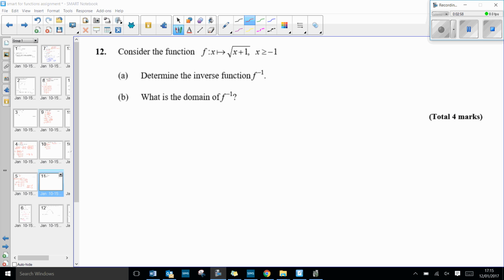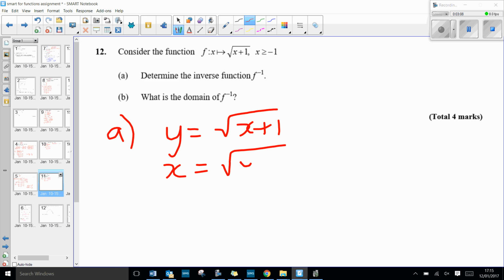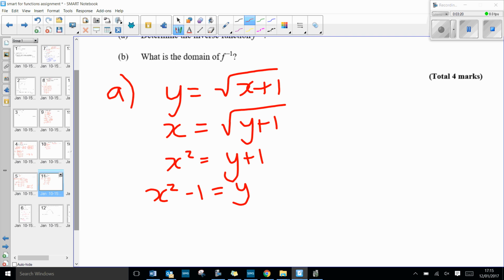Okay, so inverse functions, it's y equals the square root of x plus 1, exchange the x and y, take the square root first, so it's x squared, and subtract 1 from both sides. Okay, so that is f minus 1 of x.